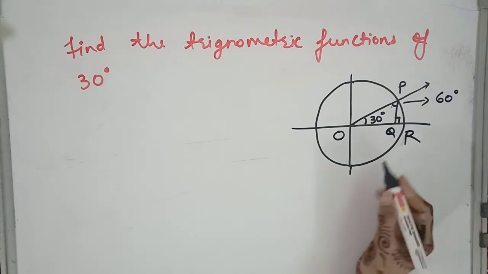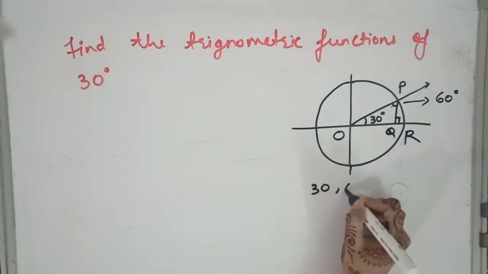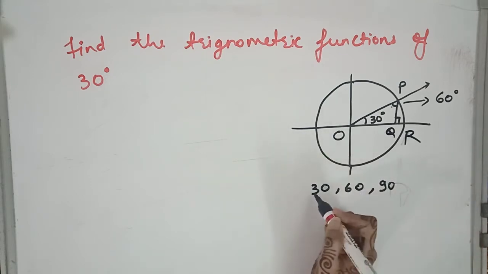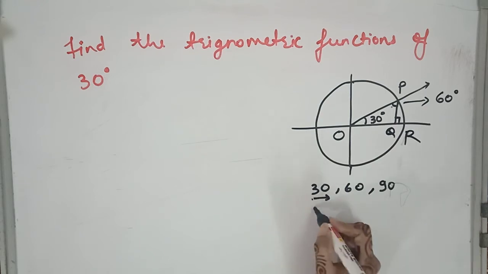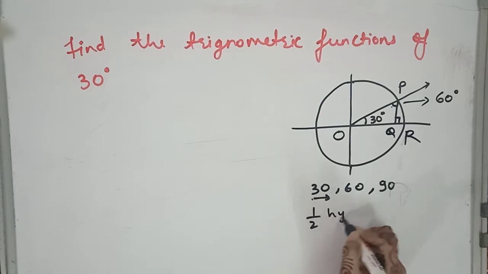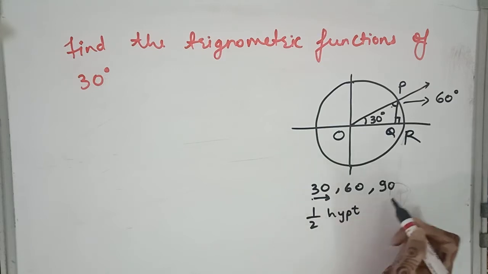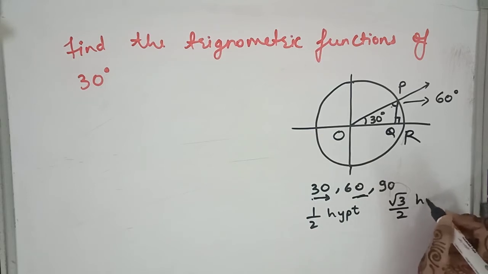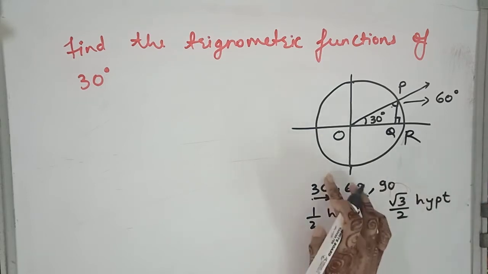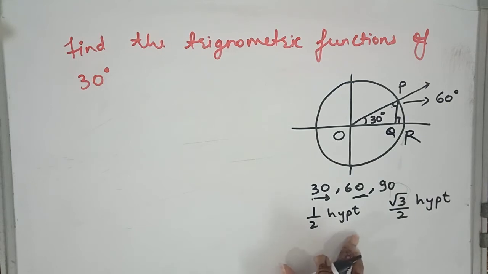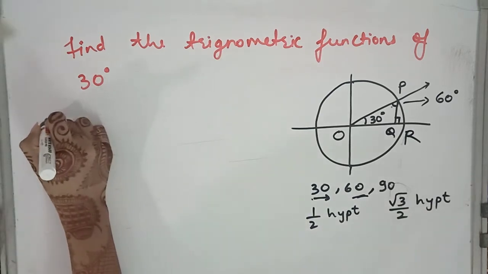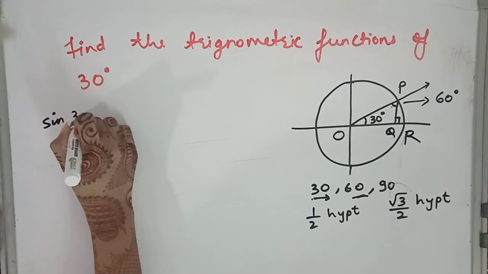Now we have learned the 30, 60, 90 angle theorem, in which the side opposite to 30 degrees is half of the hypotenuse, while the side opposite to 60 degrees is √3 upon 2 times the hypotenuse. Now first we have to find sine 30.